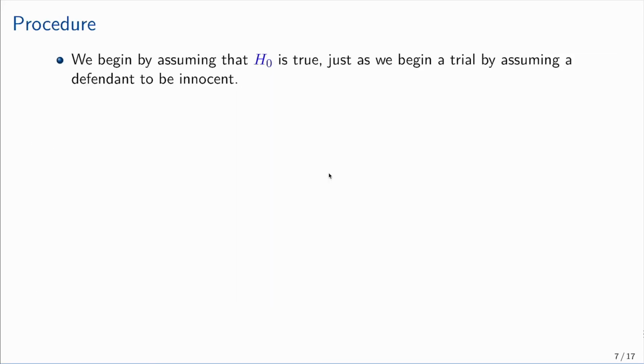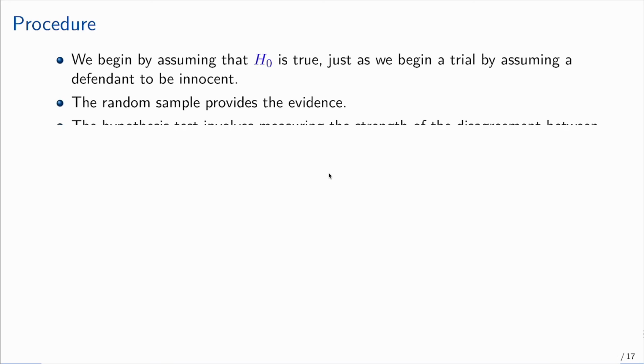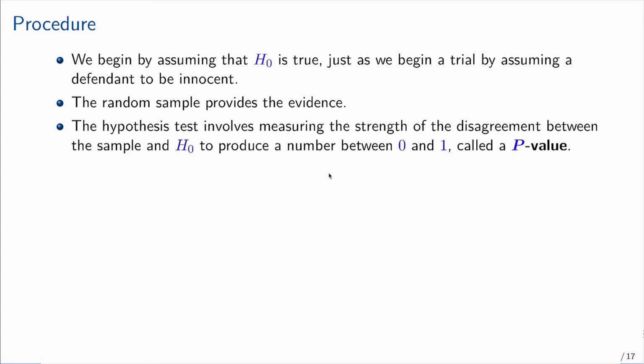We begin by assuming that the null hypothesis is true, just as we begin a trial by assuming the defendant to be innocent. The random sample provides the evidence. The hypothesis test involves measuring the strength of the disagreement between the sample and the null hypothesis to produce a number between 0 and 1 that we call the p-value.